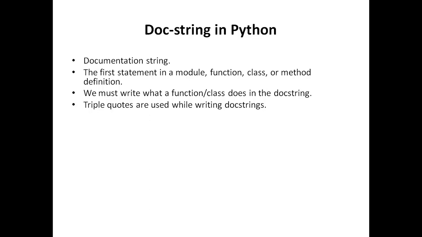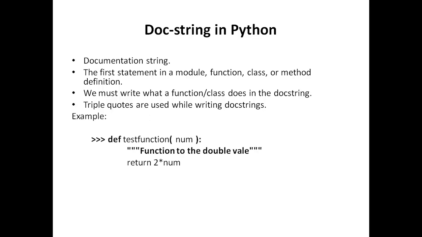We use triple quotes to write a docstring. Let's have an example of a documentation string. Here I have written a function whose name is test function, and the first statement inside this function is known as the documentation string. Inside this function I have written a line, function to double the value.